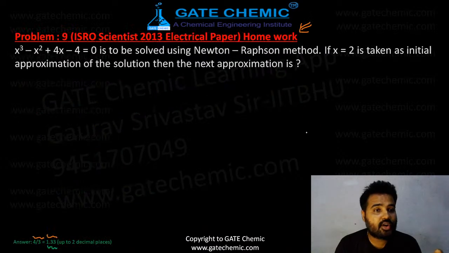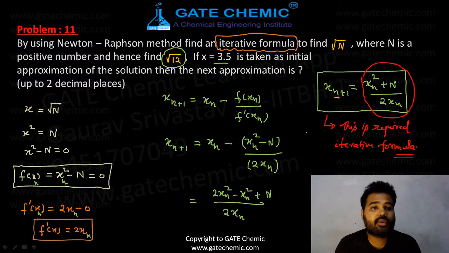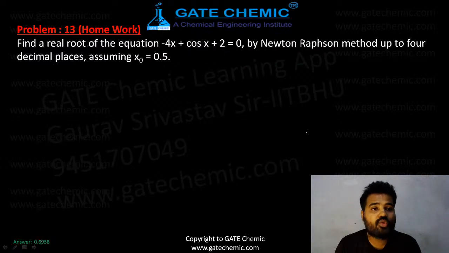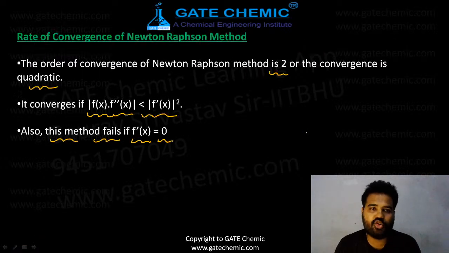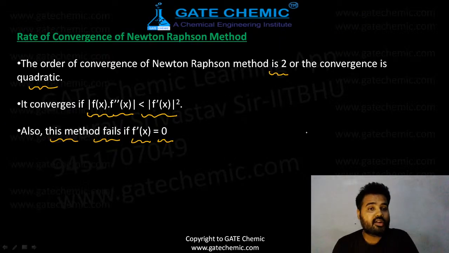A few problems I solved and one homework. Again, two problems solved, one homework. Three problems solved, one homework. Three problems solved, two homework. Three problems solved, three homework. That means we have given you three questions as homework. Then I discussed rate of convergence with derivation. So rate of convergence of Newton-Raphson method is 2.